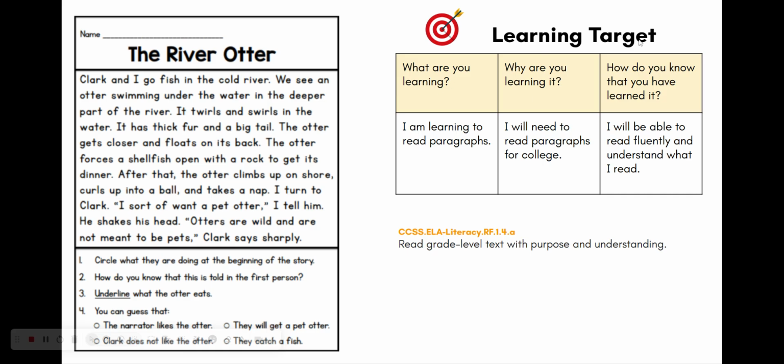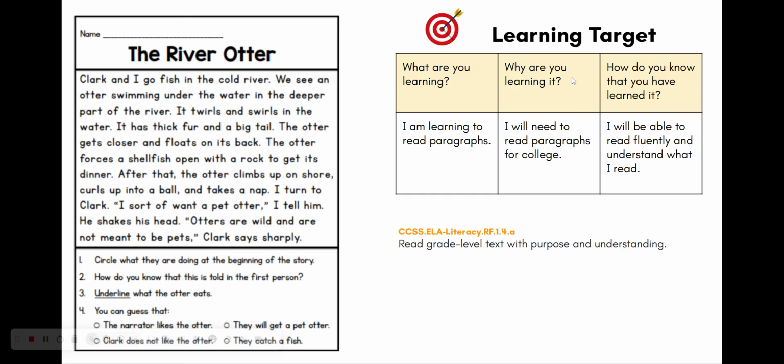And it says learning target. What are you learning? Here's your answer. Can you repeat after me? I am learning to read paragraphs. Now I'm going to read the whole thing and you're going to repeat. I am learning to read paragraphs. Repeat.